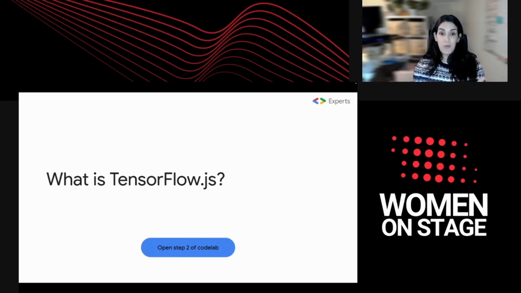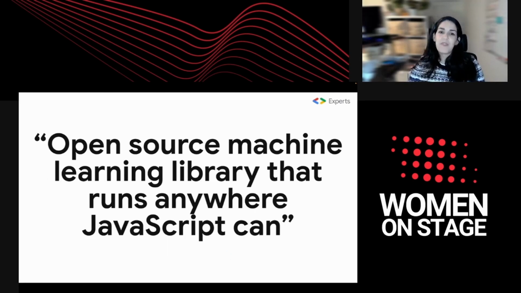Okay, so now let's talk about Tensorflow.js. What is it? If you go to the second step of the code lab, you will see all the information, but I'm going to give you a summary. Tensorflow.js is an open source machine learning library that runs anywhere JavaScript can. Tensorflow.js was created by a very amazing team at Google, and it's great that they decided for it to be an open source library, an open source tool that we all can use and contribute to.